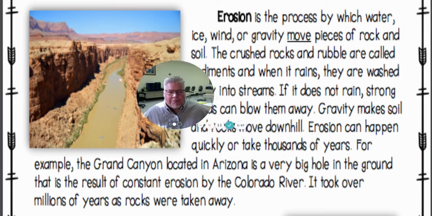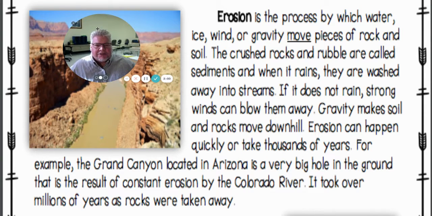Erosion is the process by which water, ice, wind, or gravity move pieces of rock and soil. The crushed rocks and rubble are called sediments, and when it rains, they're washed away into streams. If it does not rain, strong wind can blow them away. Gravity makes soil and rocks move downhill. Erosion can happen quickly, or it can take thousands of years. For example, the Grand Canyon, located in Arizona, is a very big hole in the ground that's a result of constant erosion by the Colorado River. It took millions of years as its rocks were taken away.